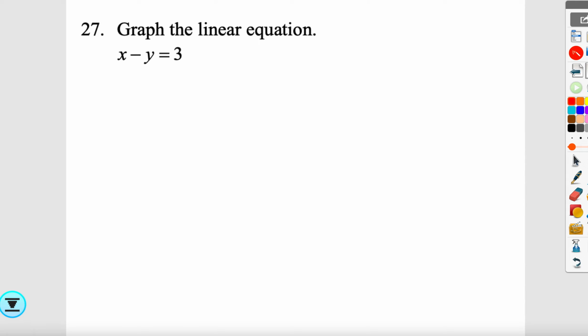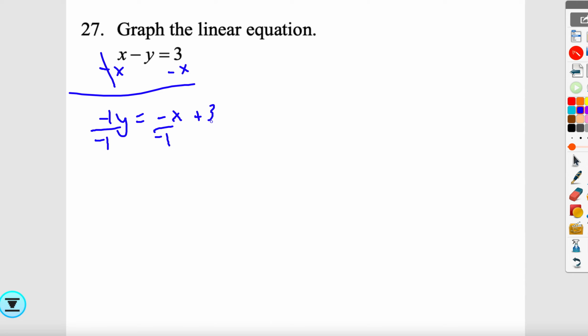Another graphing the linear equation. So I showed you solving for y or using the x-intercept, y-intercept formula. This one I'm going to show you by solving for y, right? Because you can manipulate equations because you know how. So I'm going to subtract x on both sides. So I get negative y equals negative x plus 3. Negative x, 3 is positive, so it's plus. And there's a negative 1 here, so divide by negative 1. The 1's cancel out. Negative, negative make a positive x. 3 divided by negative 1 is a negative 3.